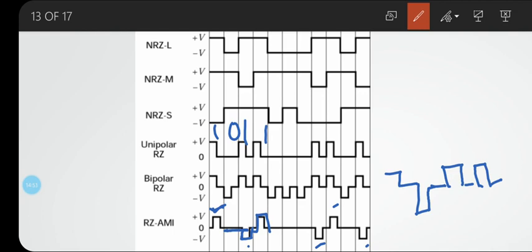Coming to the applications of these RZ waveforms, it finds application in baseband data transmission, in magnetic tape recording, and one more is telephony systems.